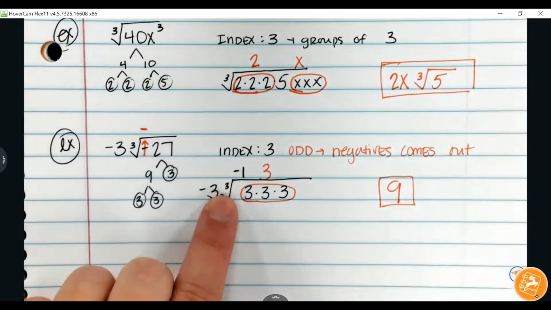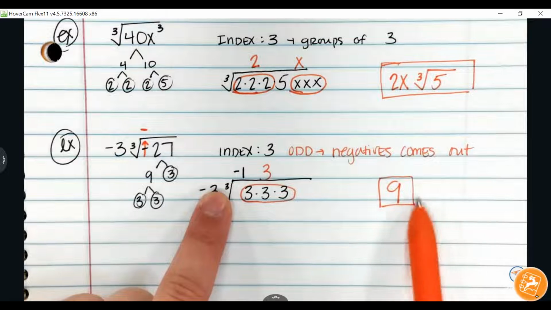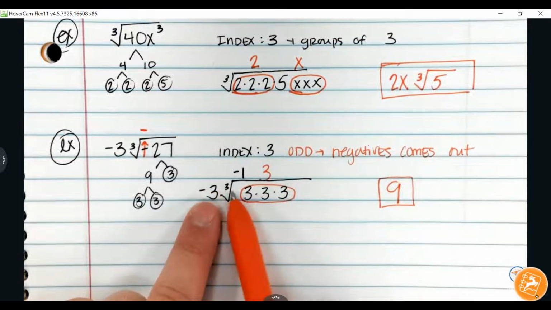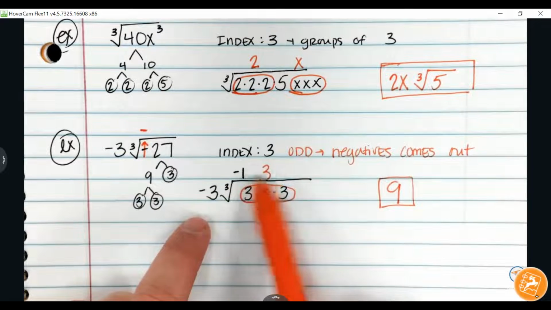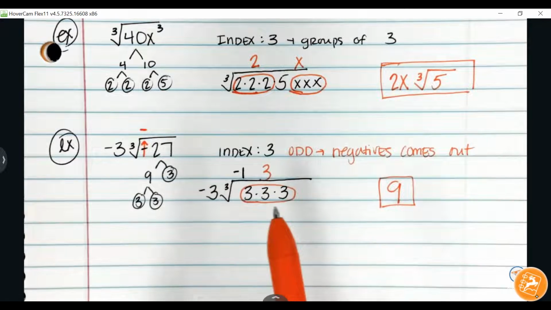What other 3? The index 3? Well, we can only have an index if we have a radical. Do we have a radical? No, that index doesn't actually multiply anything. That only tells me how many I have to circle, okay?